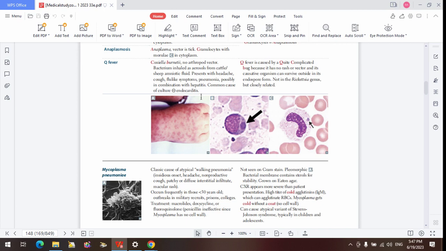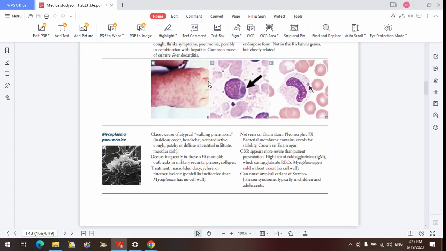So the Q fever is mainly the pneumonia. Yes, pneumonia, but which can coexist with hepatitis. With hepatitis. Exactly. Okay, makes sense. So, Mycoplasma pneumoniae is another one that we have also been talking about.